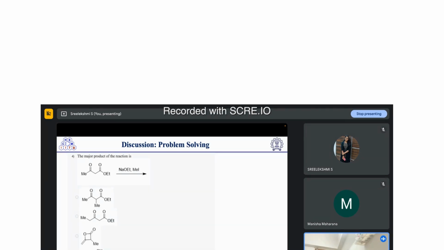So which will be the answer? First one. First one is the answer. So it is pretty clear, right? Proton abstraction is taking place from this position, and that negatively charged carbanion will attack over this methyl group, and I minus will be leaving. Through this phenolate, it is happening.